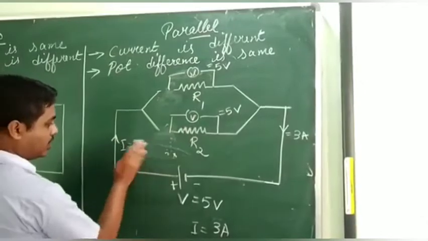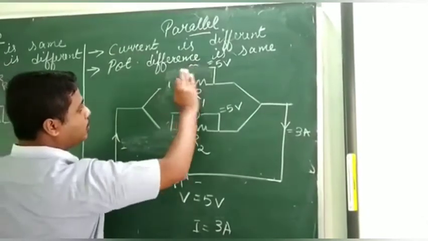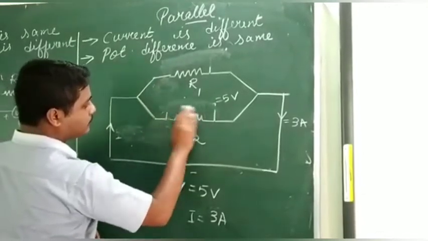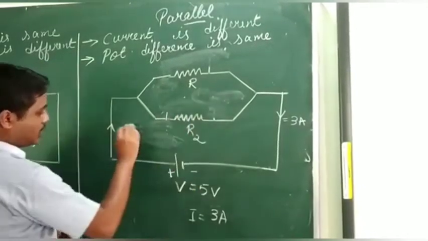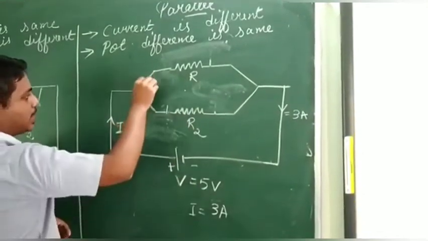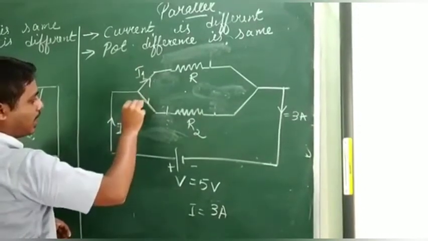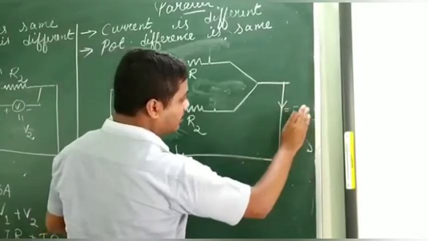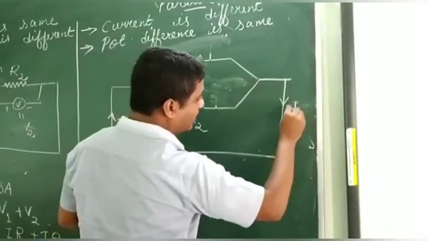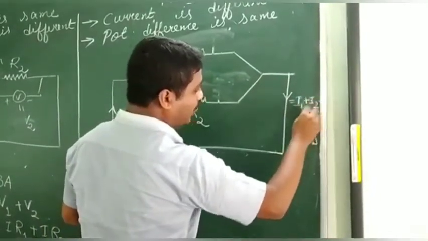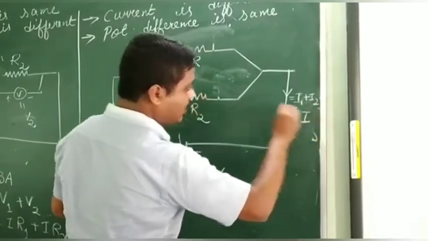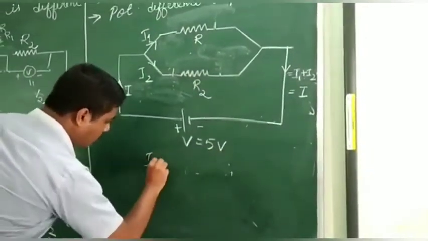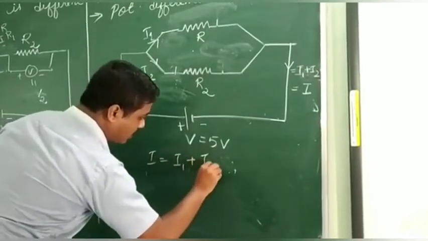So this current will get split up, suppose, into I1 and I2. The currents are different, and if I combine them after coming out, this will come out as I1 plus I2. And what is I1 plus I2? It is nothing but I. So I can write I equals I1 plus I2.